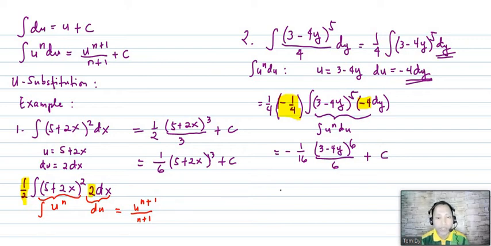So when you multiply this, the final answer is negative (3 minus 4y) raised to 6 all over 96 plus c, since 16 times 6 is 96. Okay, so I will rewrite it. This will be our final answer.